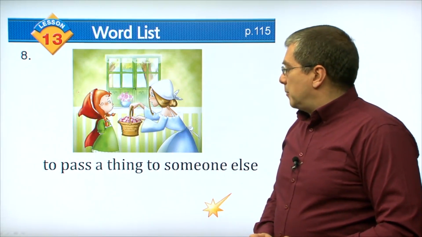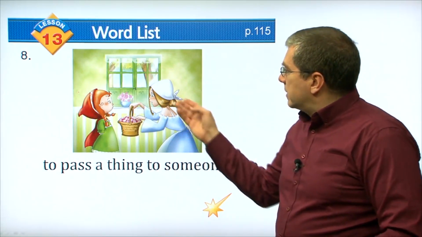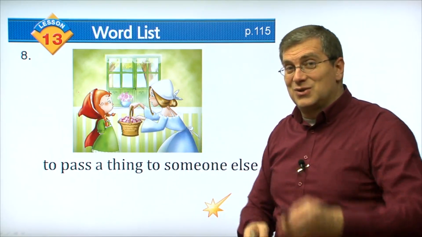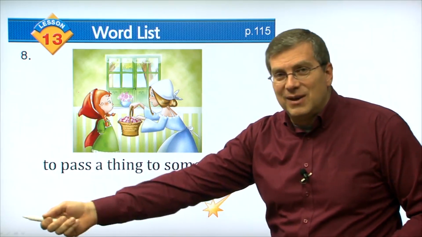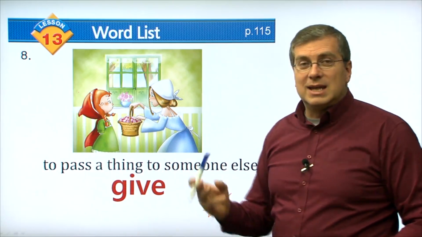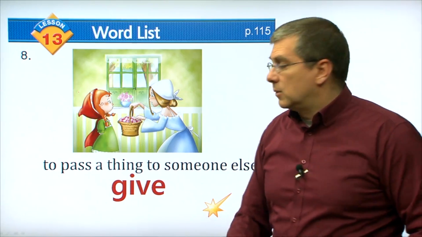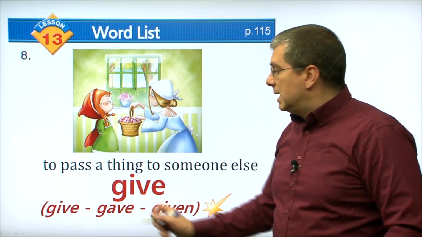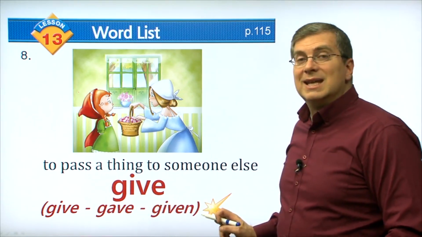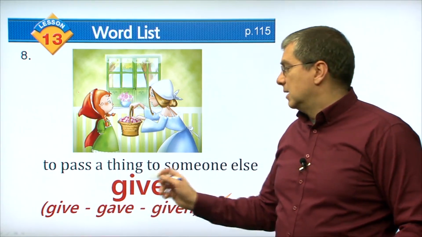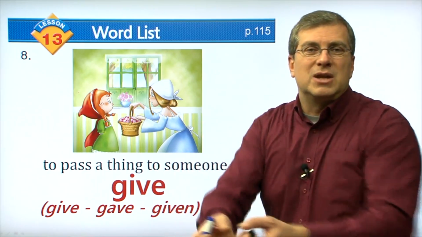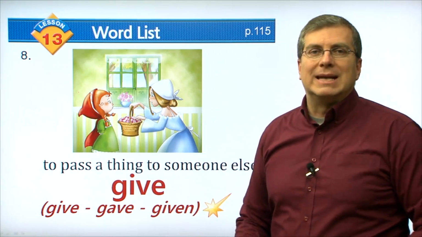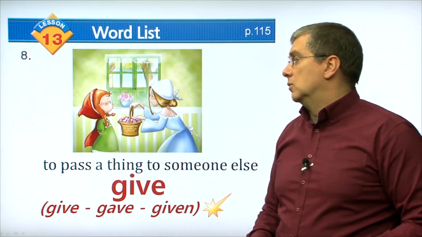Here we have to pass a thing to someone else. This woman here is giving the little girl a basket. And I just used the word, right? She's giving, to give. Give. And give is an irregular verb, so we say give, gave, given. One more time. Give, gave, given. Okay, good. So that's a very easy verb. You give something. You do this all the time, don't you? You give something to somebody else. Very common thing to do.